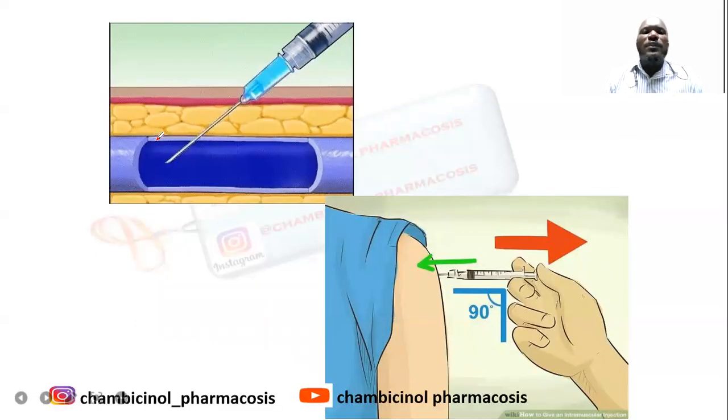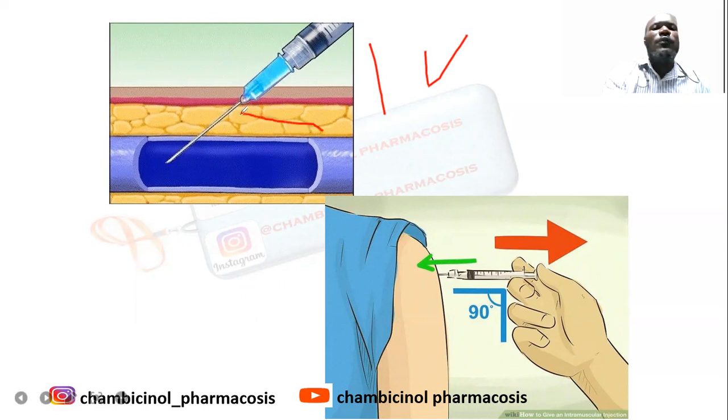Here we said that a drug taken through IV will reach directly into the systemic circulation. This is intravenous absorption. But a drug taken through subcutaneous or intramuscular routes will affect the absorption rate.